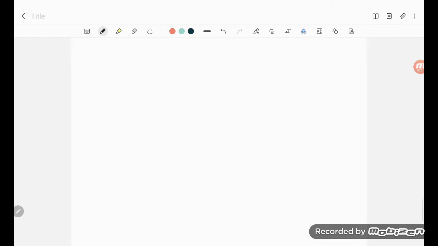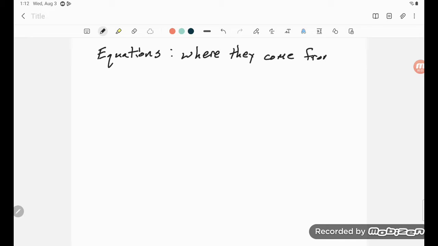So we've talked about models. Now we want to talk about equations and where they come from. Now the thing is that actually the difference between equations and models is very, very subtle at times anyway.